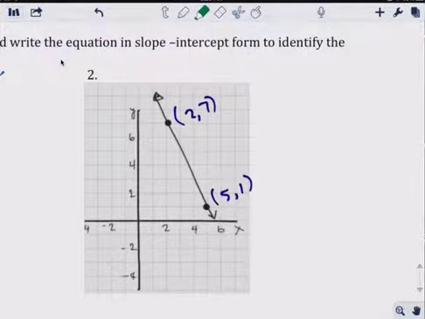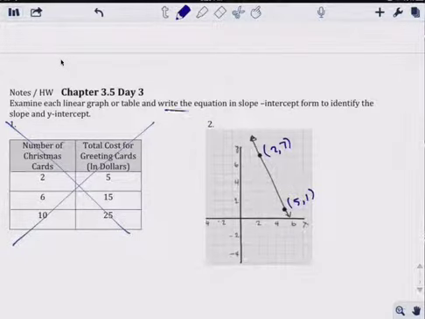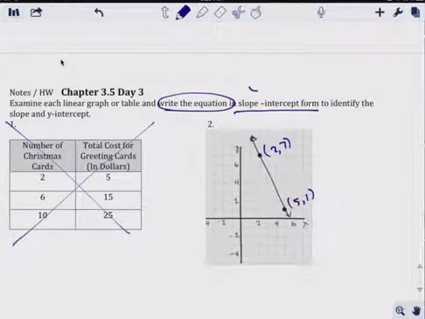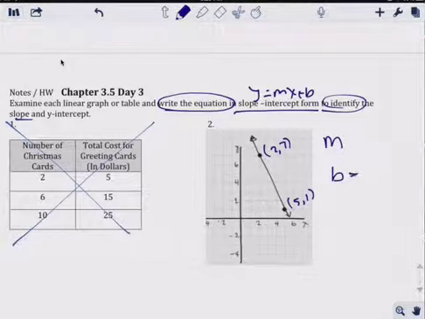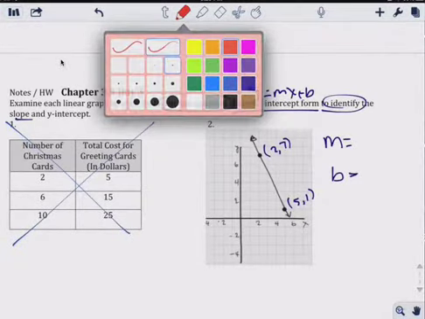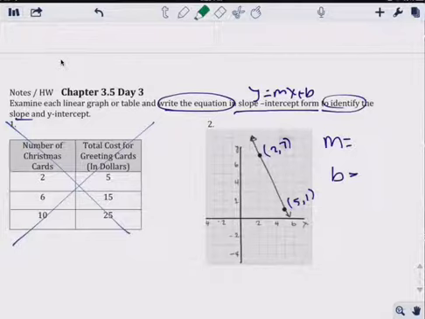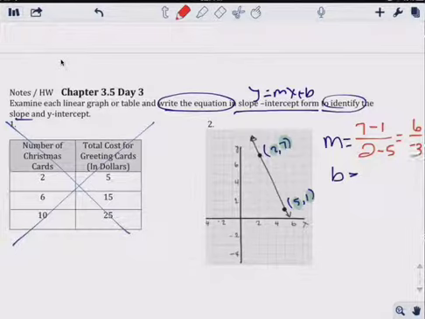So here, it says, write the equation in slope-intercept form. That's y equals mx plus b. And identify the slope, so we need to find m. And identify the y-intercept. Okay, let's find m. We can find a rate of change, which is 7 minus 1 over 2 minus 5. That gives you 6 over negative 3, so the slope is negative 2.